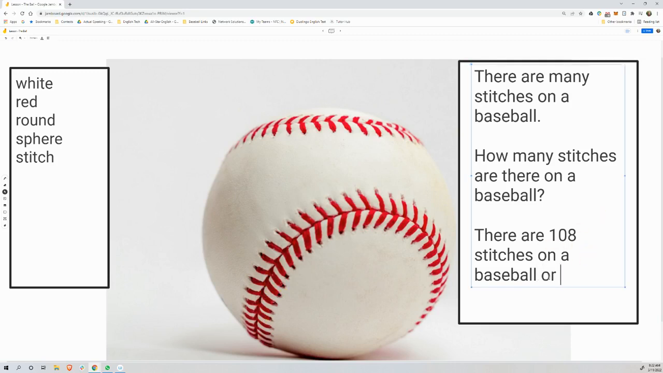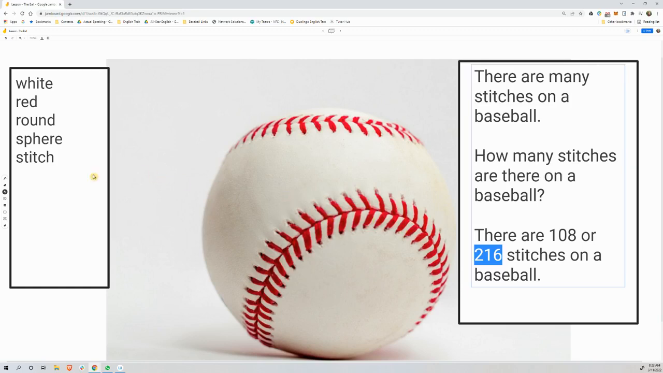Or not 108. You could say there are 108 or 216. Okay? Some people say 108. Some people say 216. These are stitches. Okay?